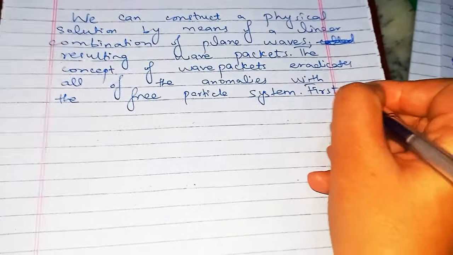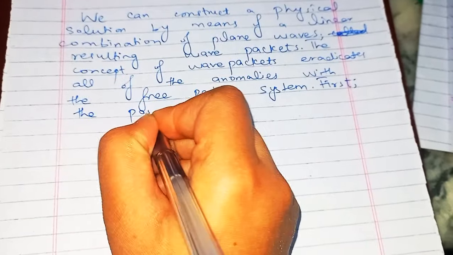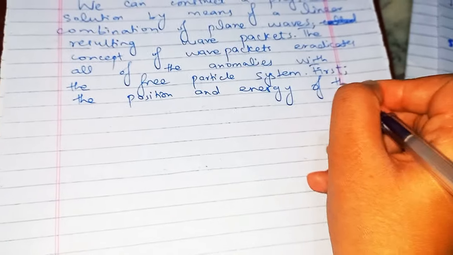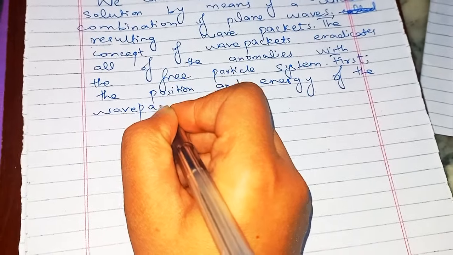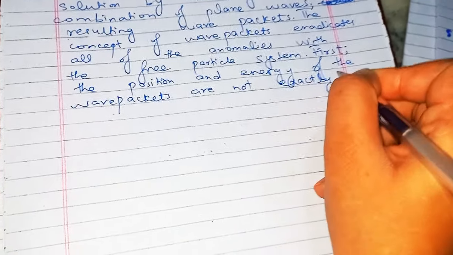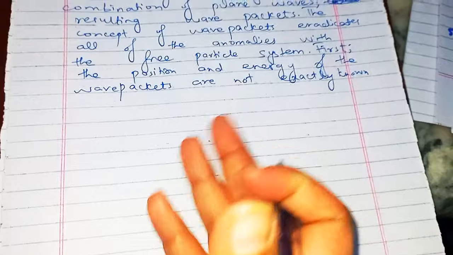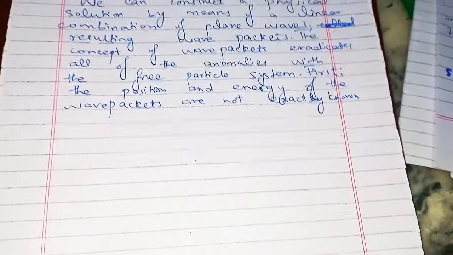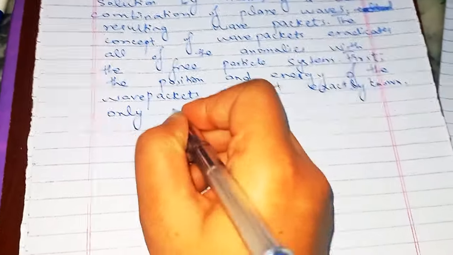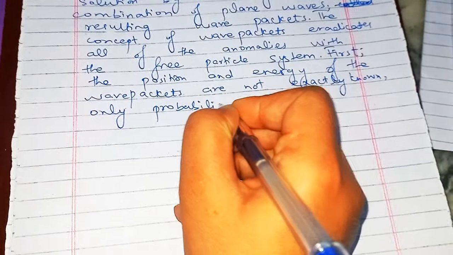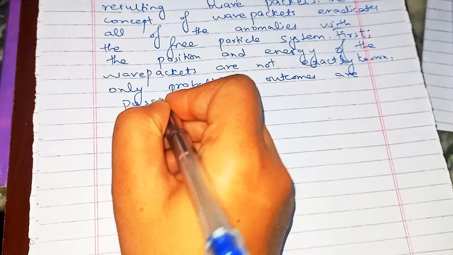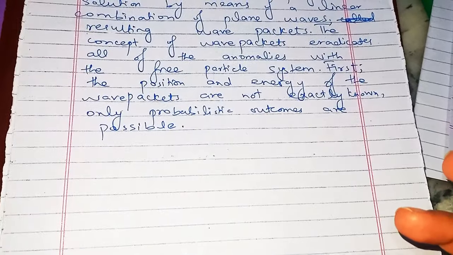First, the position and energy of wave packets are not exactly known. Or we can say momentum and time as well, because they relate with each other. And only probabilistic outcomes are possible. When uncertainty is non-zero, then we talk about probabilities.